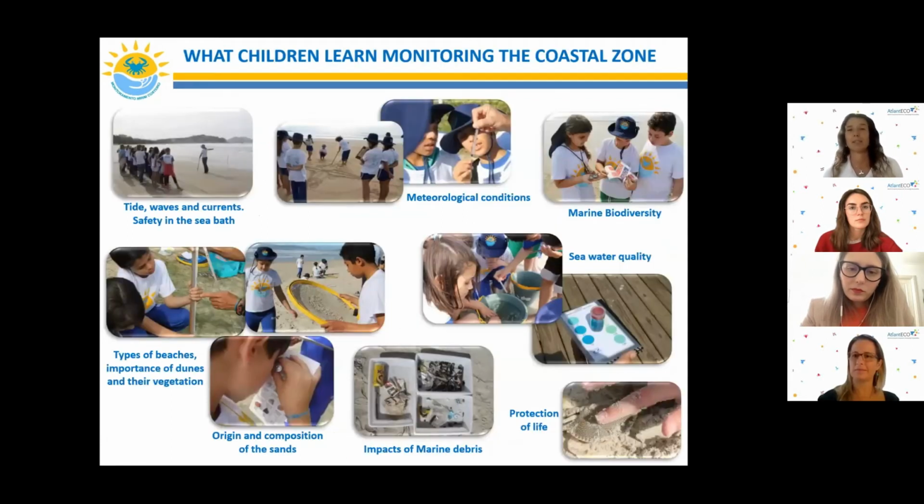During the Junior Coastal Monitoring Program, children learn about tides, waves, and currents, safety in the seabed, meteorological conditions, water quality, impacts of marine debris, and to protect life, among other contents like the origin and composition of the sands, the grain size, and they monitor the trash on the sand too.